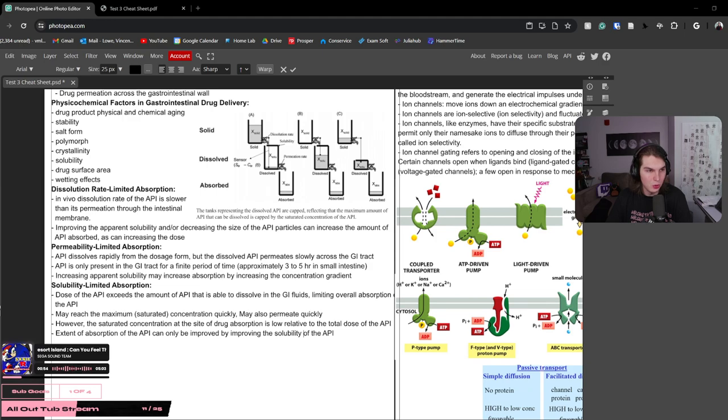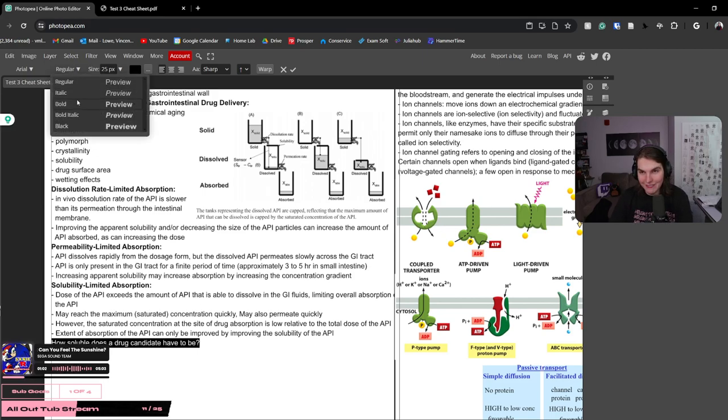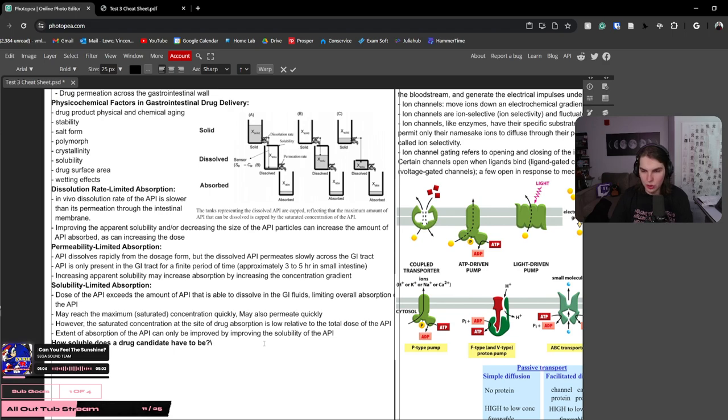How soluble does a drug candidate have to be? That's actually kind of an interesting question, chat. I don't know about that. Let's find out. There's an equation for this. I'm just going to snipping tool it in, chat, because I am lazy.